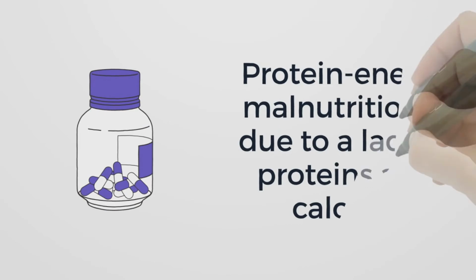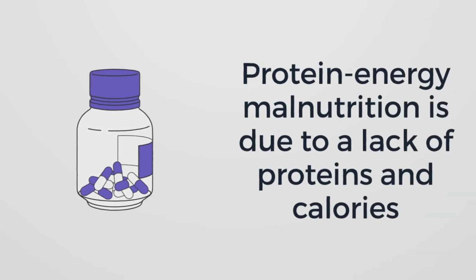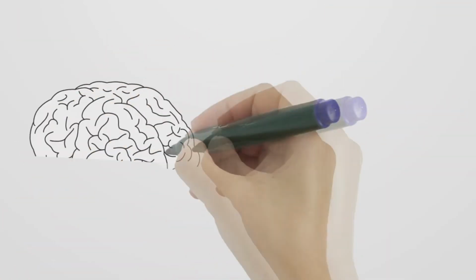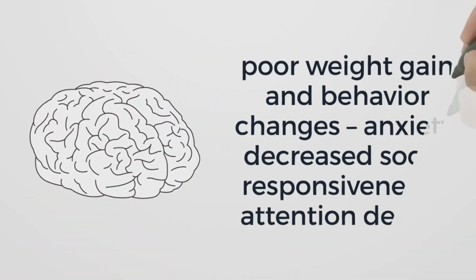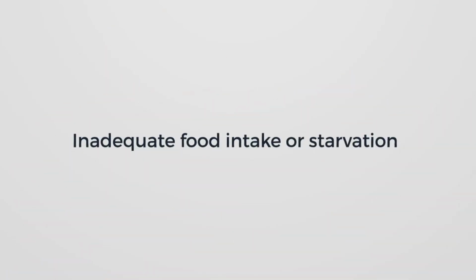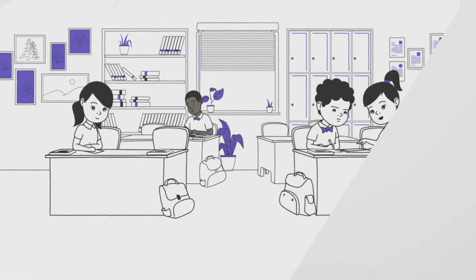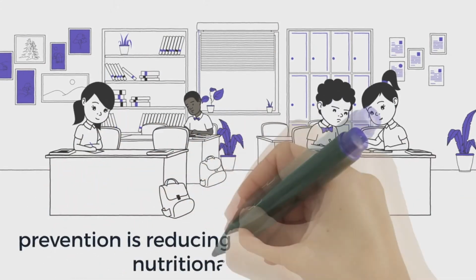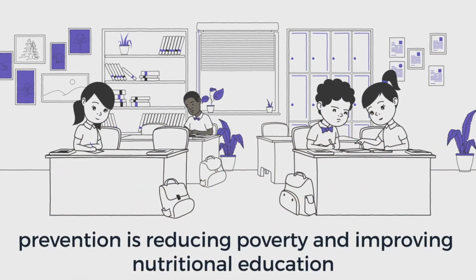Protein malnutrition is a form of malnutrition due to lack of protein and calories. The clinical signs and symptoms are poor weight gain and behavior changes. Behavior changes include irritability, anxiety, decreased social responsiveness, and attention deficits. This occurs due to inadequate food intake or starvation. To prevent protein energy malnutrition is to reduce poverty and improve nutritional education.